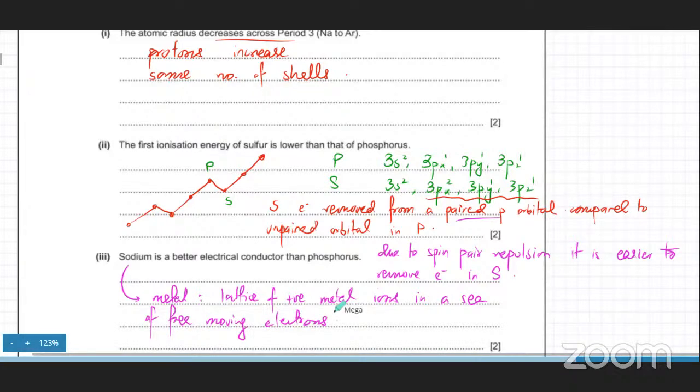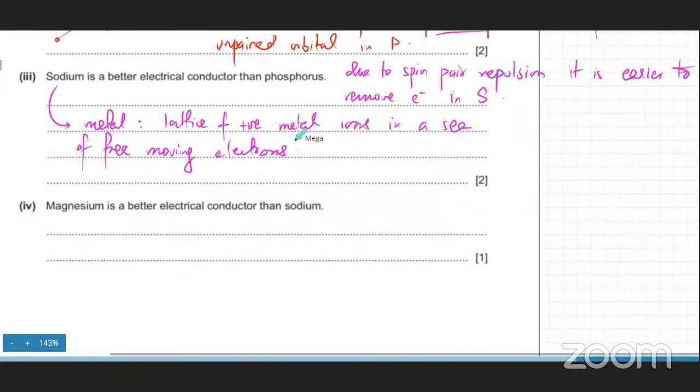Meanwhile, phosphorus is a non-metal. It has no free moving electrons. So phosphorus is simple molecular, which only has covalent bonds, no free moving electrons.